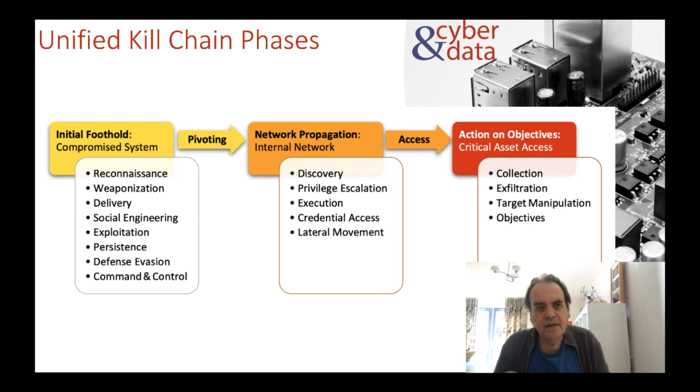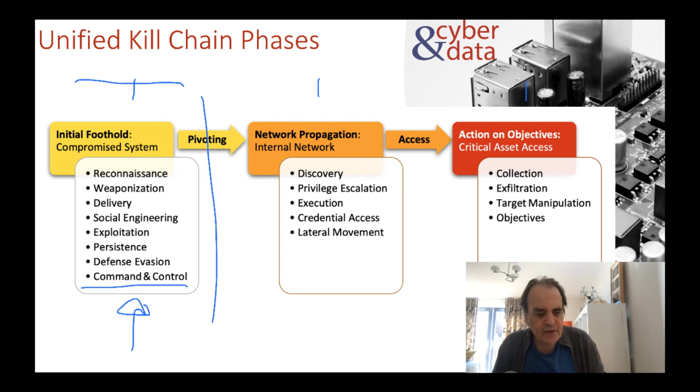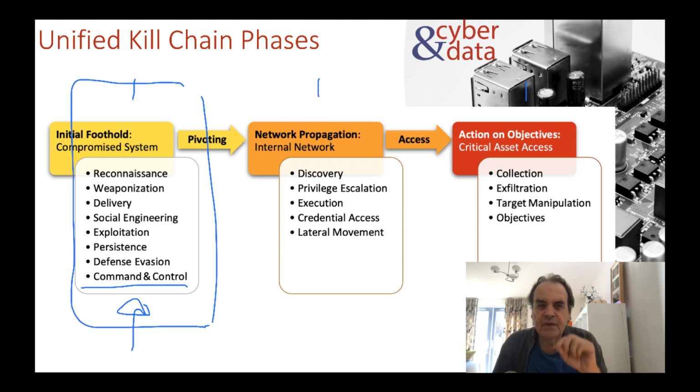A slightly different approach is the unified kill chain phases, and with this we have 3 main phases here. There's the initial foothold onto the system, and that includes all of the reconnaissance, weaponization, delivery, social engineering, exploitation, and also the command and control. So that gives an intruder a foothold onto the network.